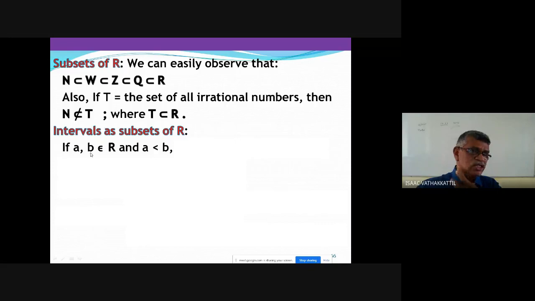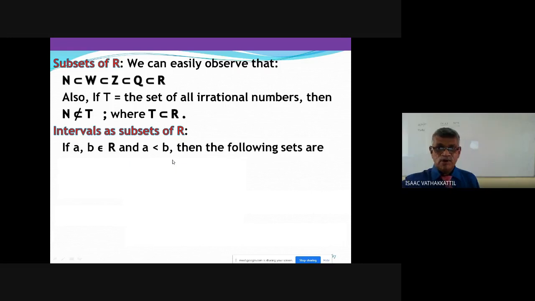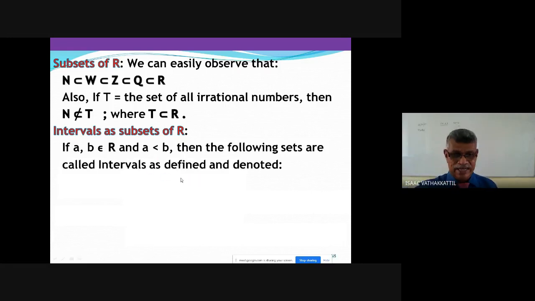Suppose A and B are two real numbers and A less than B. Remember, A less than B. We cannot admit here A equal to B or even A more than B. I want A to be smaller than B, then only my definition is valid. The following sets are called intervals, and we are going to define them as follows.